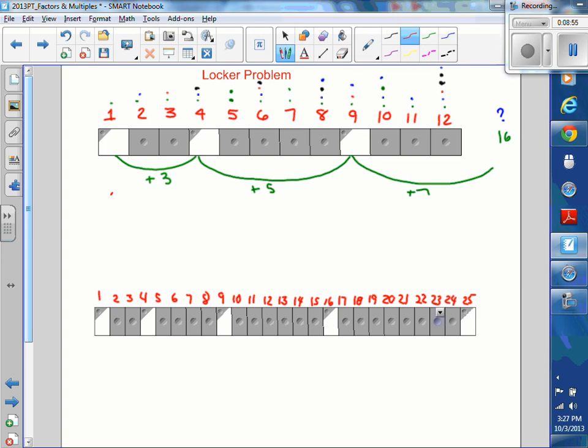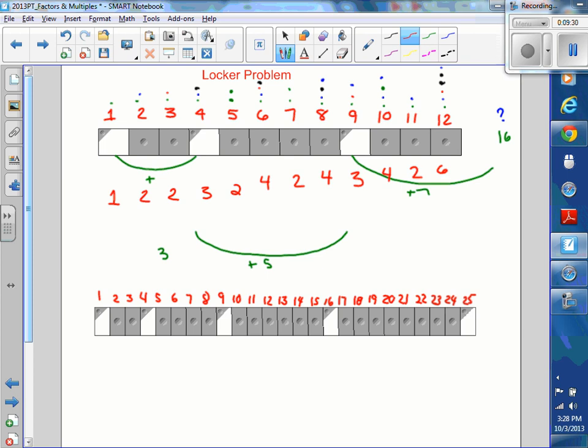This one was touched once, right? The second locker was touched twice. The third locker was touched twice. How about the fourth? 3, right? I wrote this wrong. Okay, the fifth locker was touched twice. The sixth locker was touched 4 times. The seventh? 2. The eighth? 4. The ninth? 3. The tenth? 4. The 11th? 2. And the 12th? 6. So look at the ones that are open.